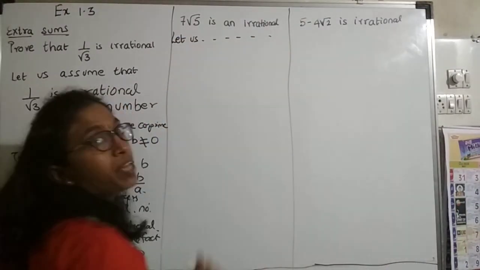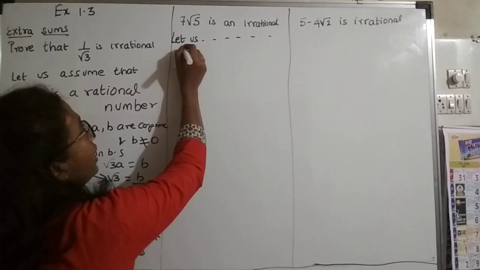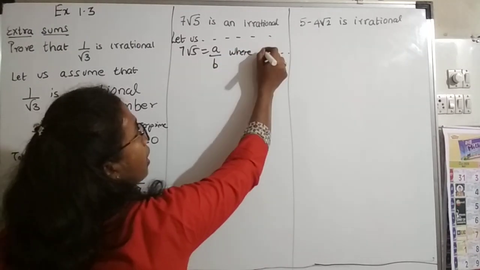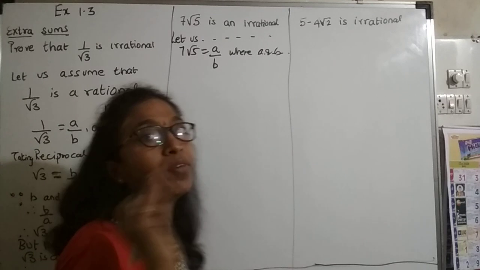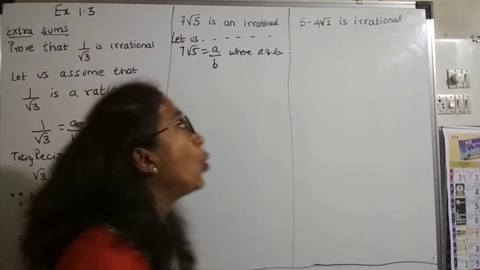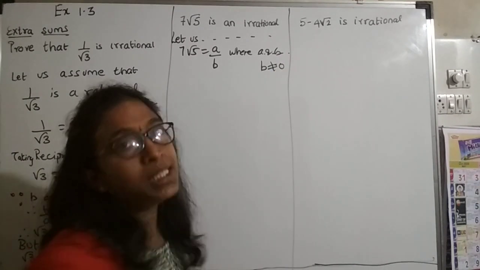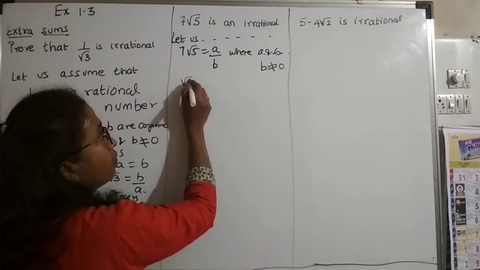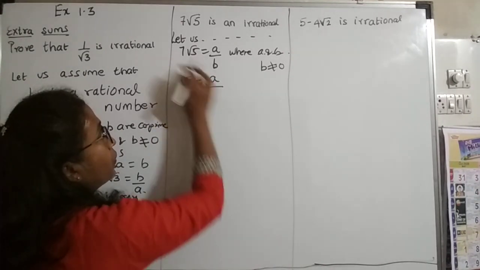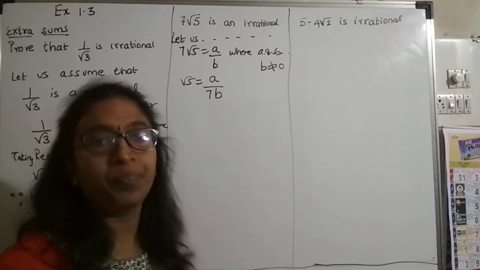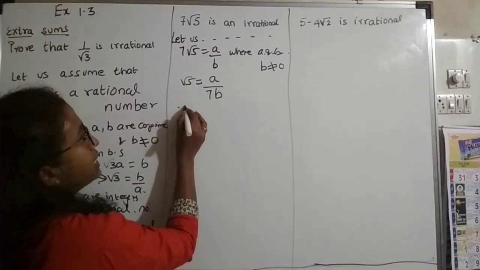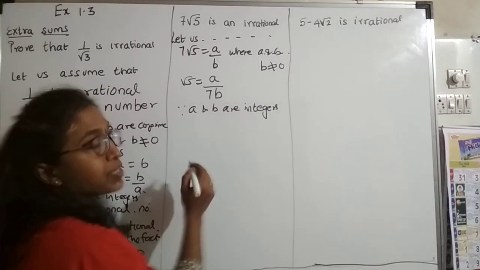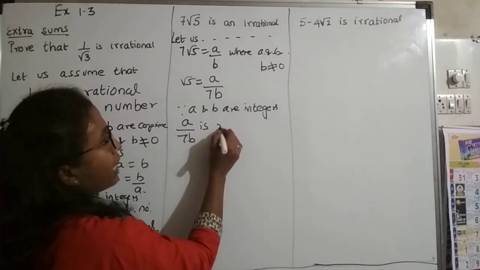Let us assume that 7 root 5 is a rational number. So therefore 7 root 5 will be equal to a upon b, where a and b are co-prime integers. Again, they don't have any common factor. So a and b are co-prime integers and b not equal to 0. Correct? And then here I will keep root 5 on one side and take the 7 to the other side. So 7 goes into the denominator, that is 7b. Correct? So now, so simple. Since a and b are integers, therefore a upon 7b is a rational number.